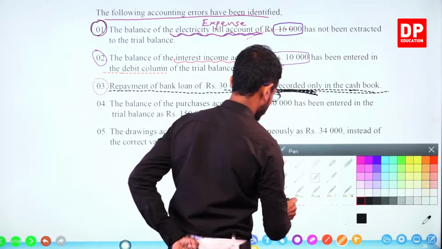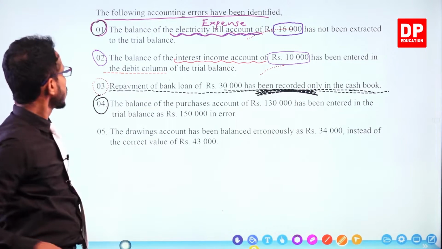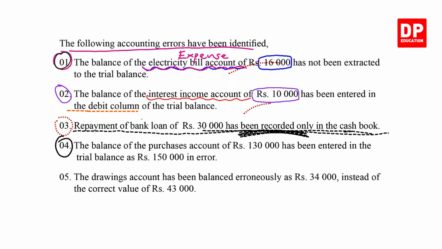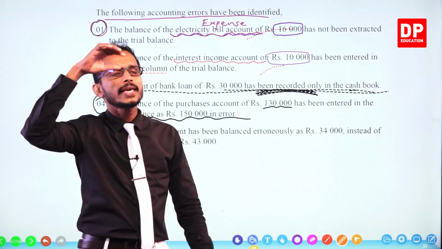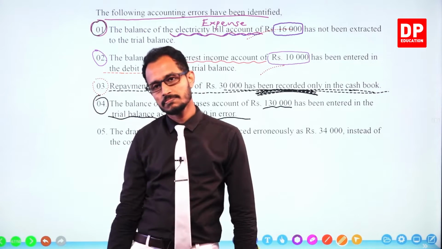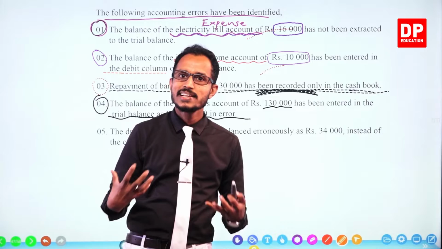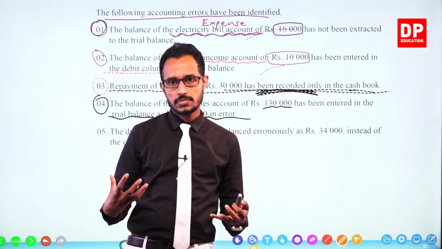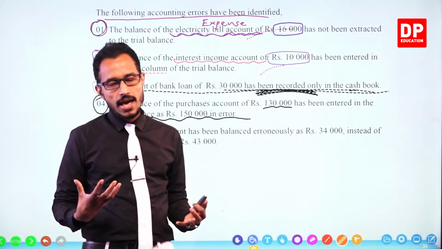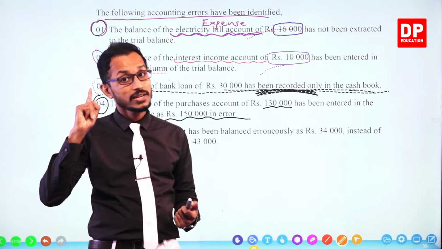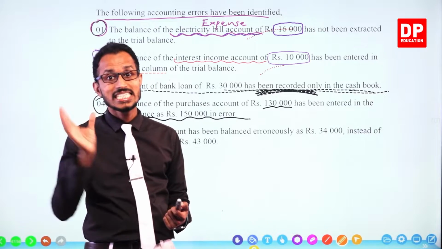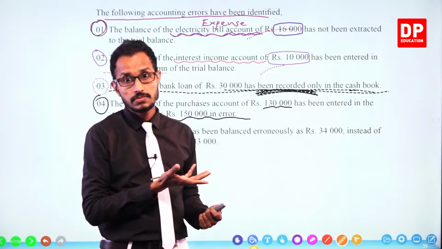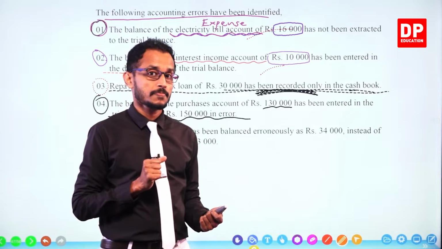Fourth one. The balance of the purchases account 130 has been entered in the trial balance as 150. Again a trial balance error. So now you know there's one entry only. When you rectify this error, there is only one entry going to the general journal.